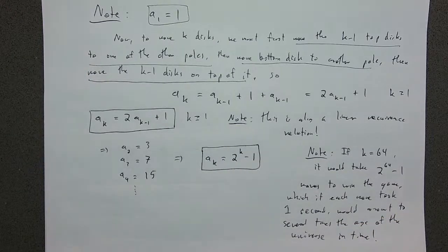So there's a legend about this game, because of course this fact was known, is that in a temple somewhere hidden in a jungle, there's a group of monks that is doing this game constantly using a giant configuration of some number of disks, maybe 64, maybe a little less. And when they finish the game, that's the end of the world. That's the apocalypse. And of course, if they're using 64 disks, then we got plenty of time left, so it's fine.